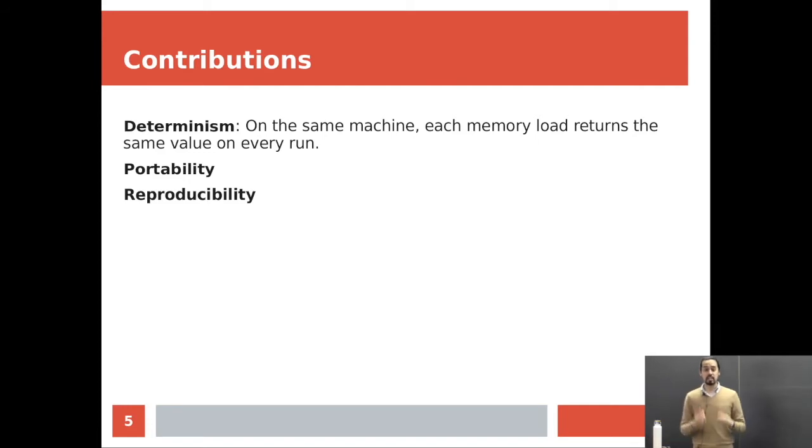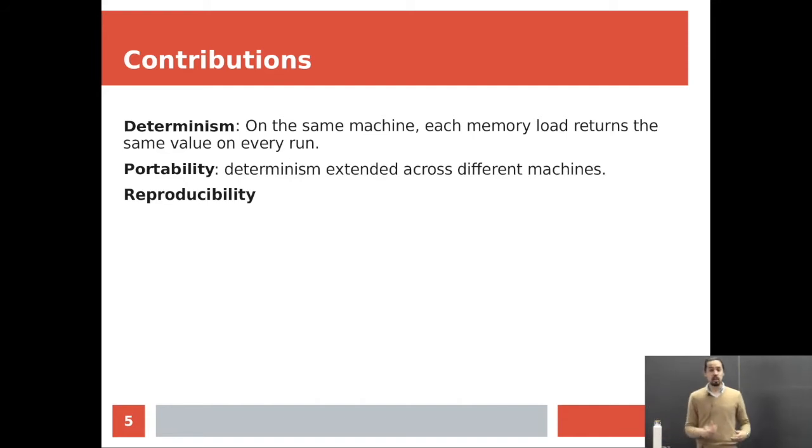Notice this notion has nothing to do with time. People often ask me if we guarantee any sort of deterministic timing of how long a program takes to run, and we do not. Our guarantee here is going to focus solely on data and what's observable. A stronger property than determinism is going to be portability, and we're going to say this is determinism extended across different machines. And when you have determinism and portability, this is what we'll refer to as reproducibility.